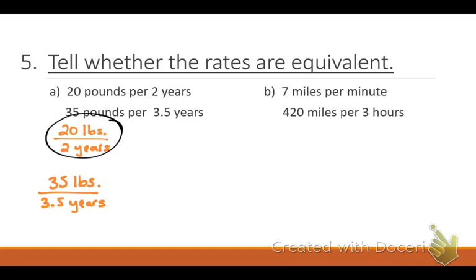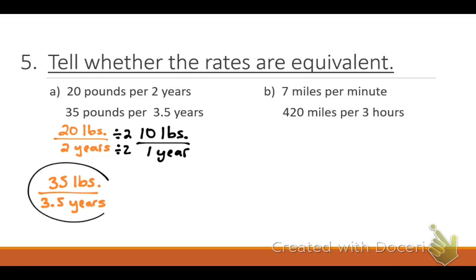What is 20 pounds per 2 years? 20 divided by 2 is 10. So 10 pounds per 1 year. Remember, the way that you have done that is you've divided by 2 on the bottom, you've divided by 2 on top, and that helps us to understand it's 10 pounds per year.